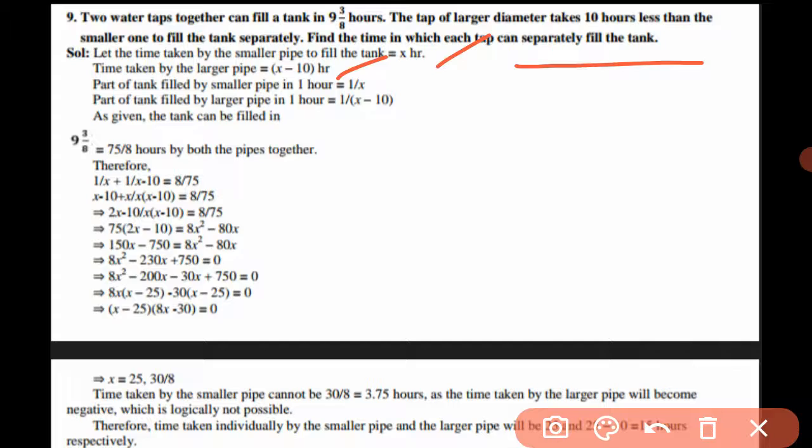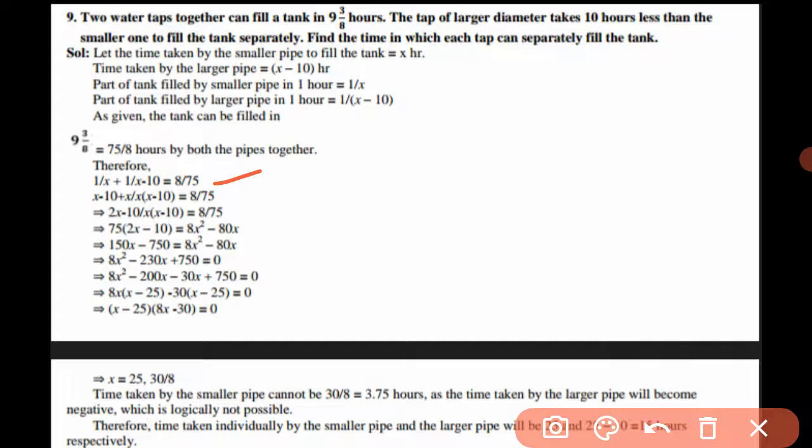Now the part of the tank filled by the smaller pipe we can say is 1 upon x, and the part of the tank filled by the larger pipe will be 1 upon x minus 10. Now according to the question, the tank can be filled in 9 3/8, which means 75/8 hours, by both pipes. So using this, it will be 1 upon x plus 1 upon x minus 10 equals 8 upon 75.